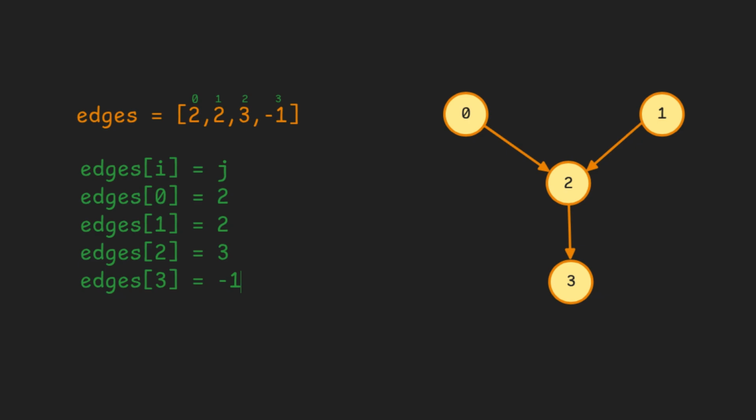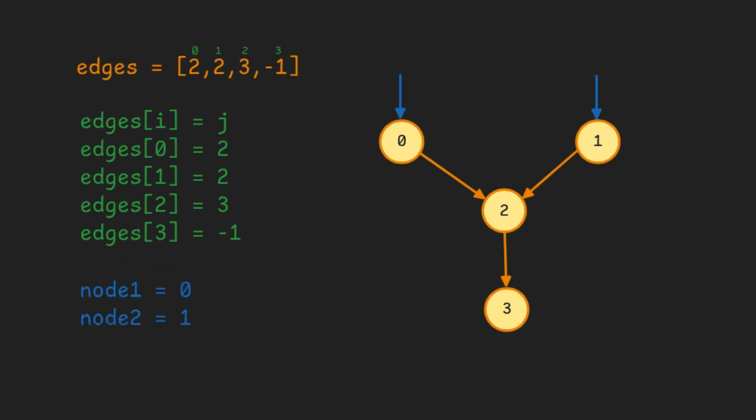For example, here node 3 is -1, which represents that node 3 has no outgoing edge. Now, given two nodes, node1 and node2, your task is to find a node that is reachable from both, such that the maximum of the distances from node1 and node2 to that node is minimized.